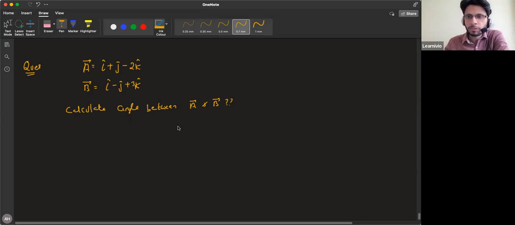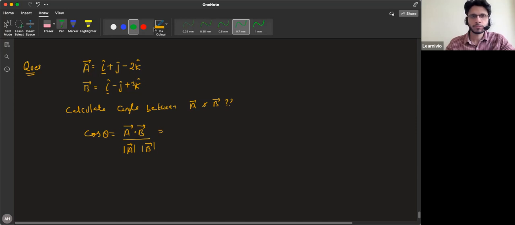Cos theta equals the dot product of vectors A and B divided by the magnitude of A into the magnitude of B. This is how we calculate cos theta. So what is A dot B? This is vector A and this is vector B. Aksha, what is A dot B here?